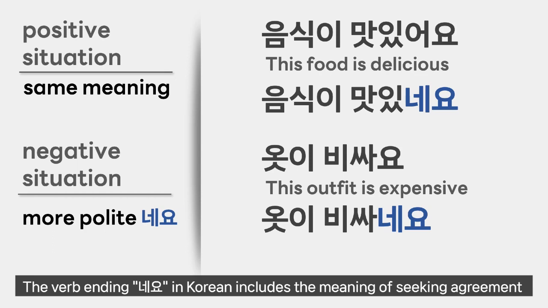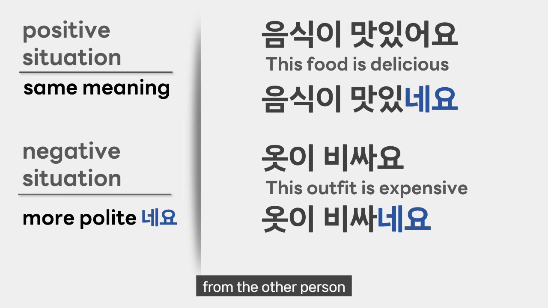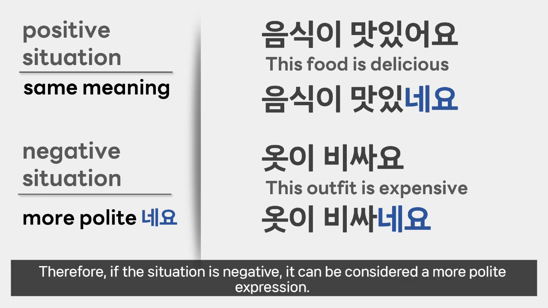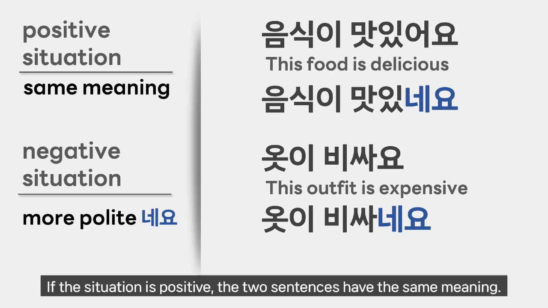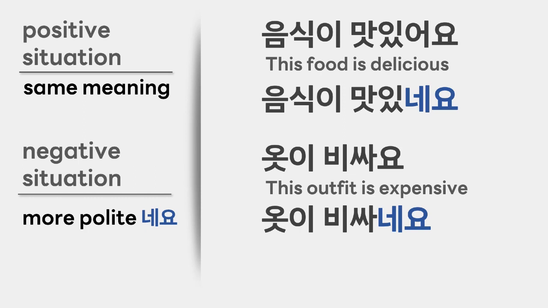The verb ending ne yo in Korean includes the meaning of seeking agreement from the other person. Therefore, if the situation is negative, it can be considered a more polite expression. If the situation is positive, the two sentences have the same meaning. 음식이 맛있어요. 음식이 맛있네요. The two sentences have the same meaning.